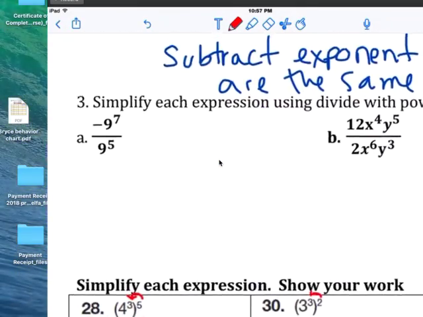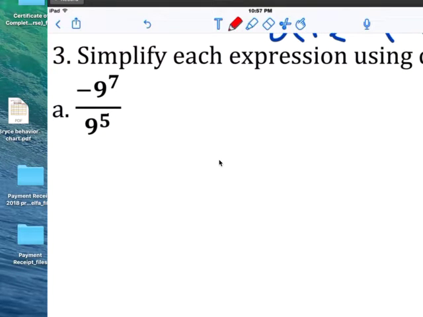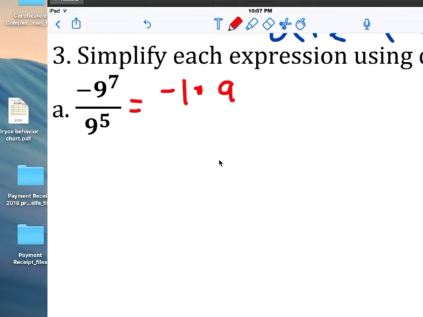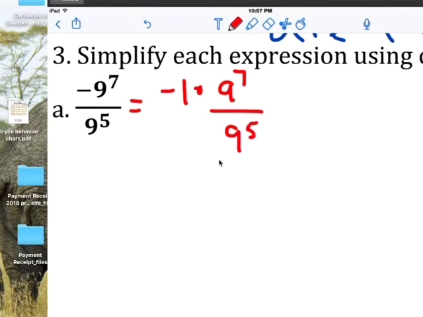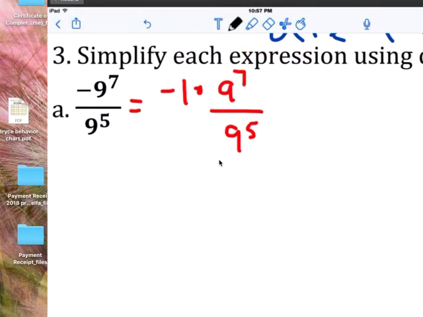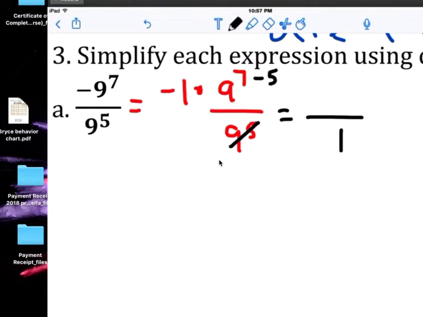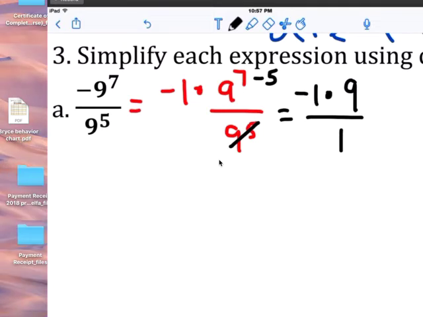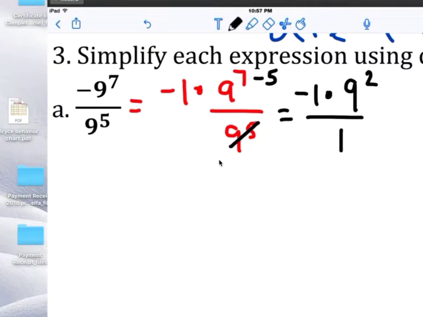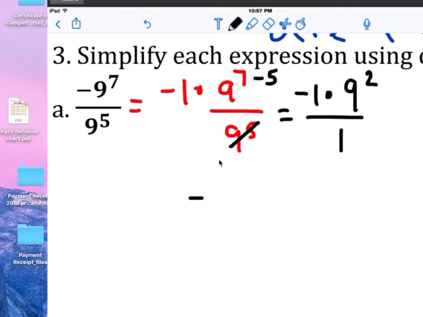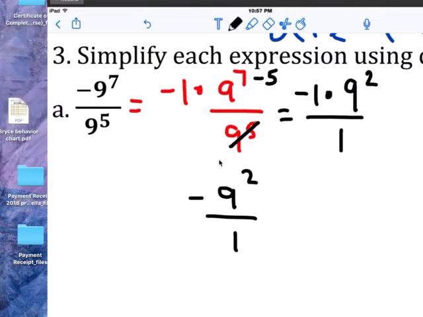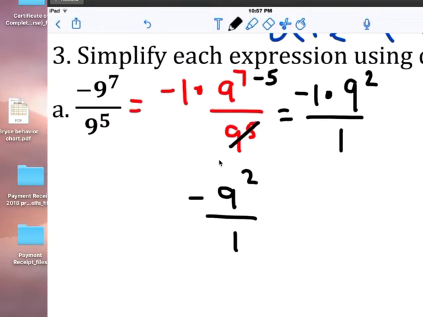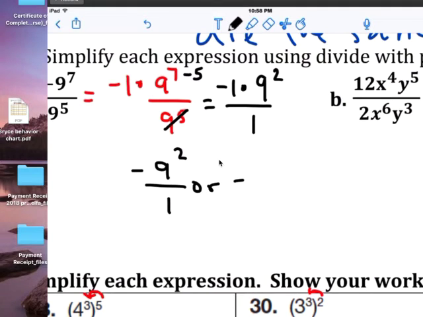Okay? So same thing here. We get, be careful here, this is a -1 times 9 to the 7 over 9 to the 5th. Okay? So we take the smaller of the two exponents, this is the 5, you make that a 1 minus the 5 here. So you get -1 times 9 to the 2nd power. Or 9 to the 2nd power is 81, right? Or just -9 squared over 1, or just -81. Right? Because 9 squared is 81 times the -1 is -81. Or just -9 squared.